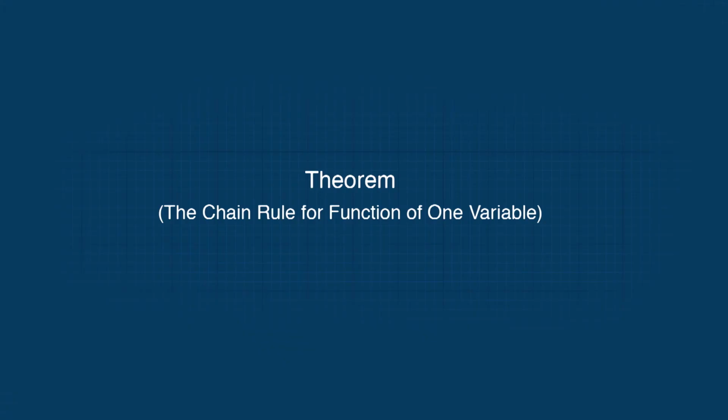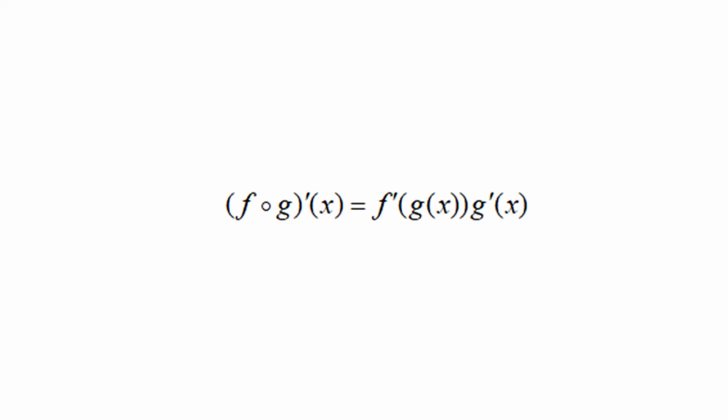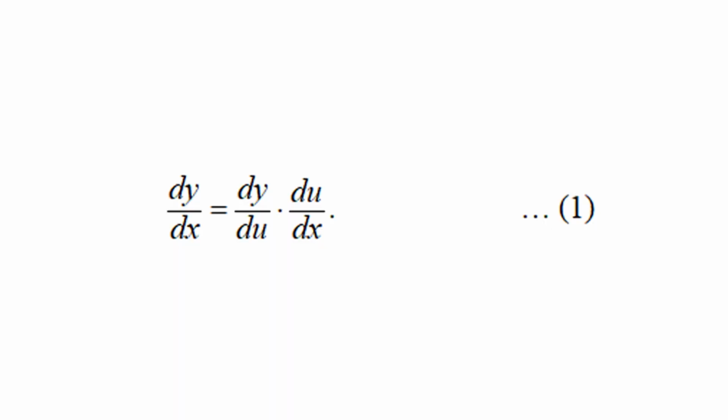The following theorem formalizes the preceding ideas. Theorem: the chain rule for functions of one variable. If g is differentiable at x and f is differentiable at g(x), then the composition f∘g is differentiable at x, with its derivative given by (f∘g)'(x) = f'(g(x)) · g'(x). Alternatively, if y = f(g(x)) and u = g(x), then y = f(u) is a differentiable composite function of x and dy/dx = dy/du × du/dx. Equation number 1.